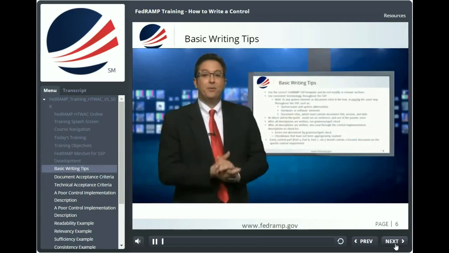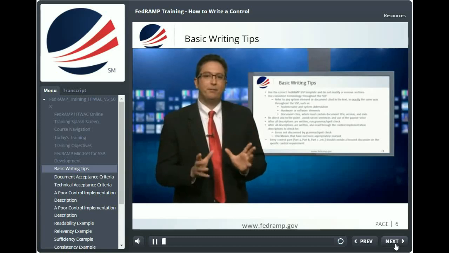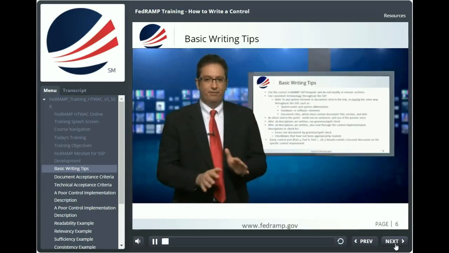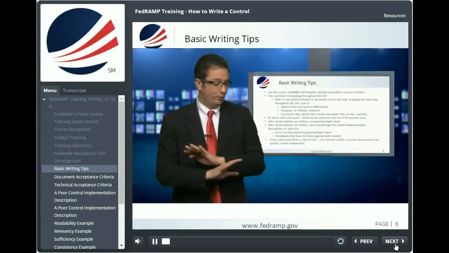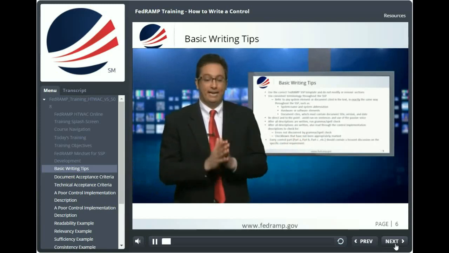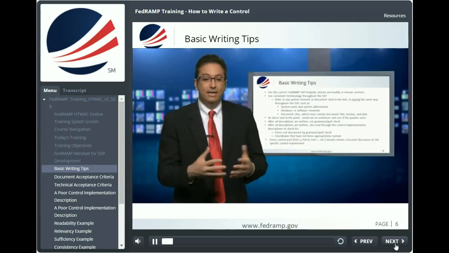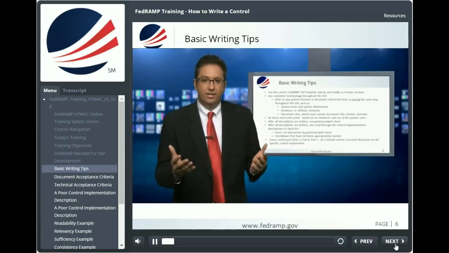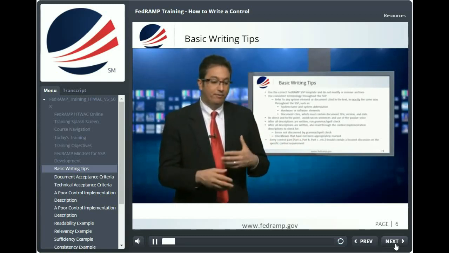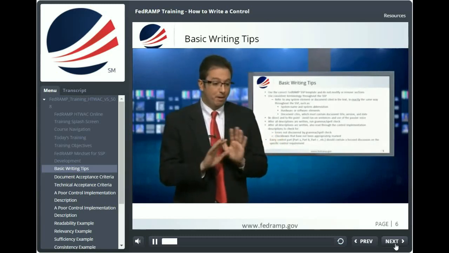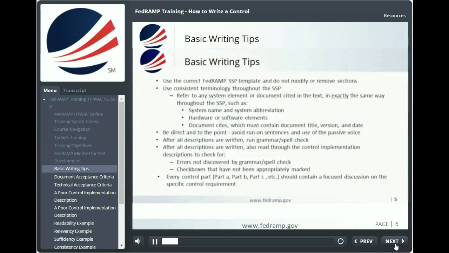All right, let's start with some basic writing tips. We want you to use the correct FedRAMP SSP template. Now, a lot of people ask the question, well, can I change it? What can I do with it? Do not modify or remove anything. Repeat, do not modify or remove anything. However, if you have something that you feel will add to the description of your system or will help enforce or enhance something, by all means go ahead and add it. Just do not modify or delete anything. That's all we ask of you.